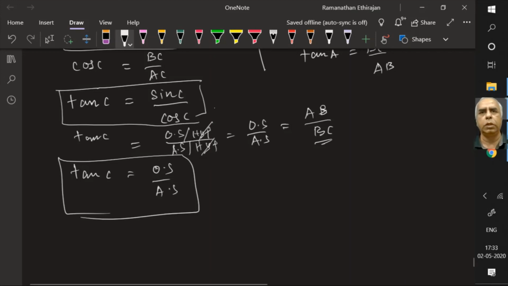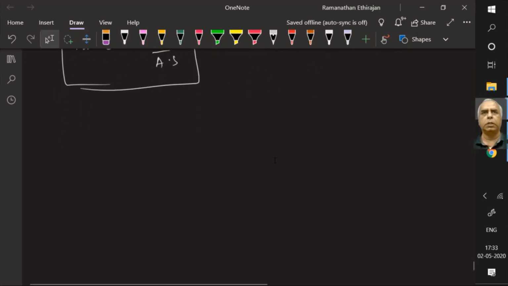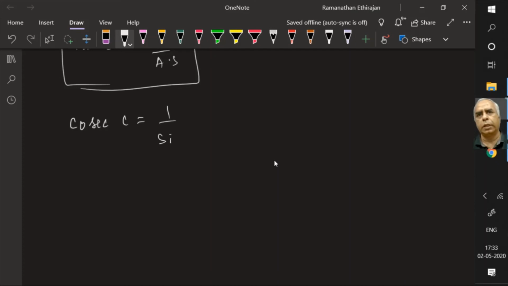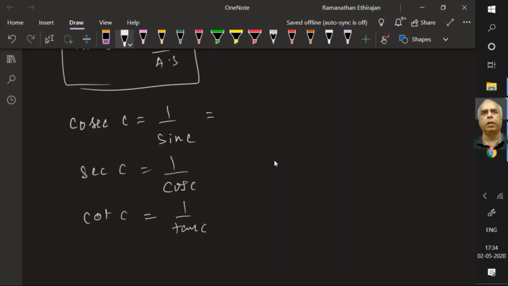Similarly, there are reciprocals. For instance, cosecant C means 1 by sin C. Secant C is equal to 1 by cos C. And you have another reciprocal, cot C, which is nothing but 1 by tan C. So all are reciprocals, and you can easily work them out.